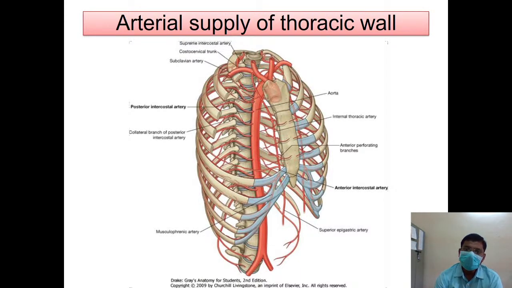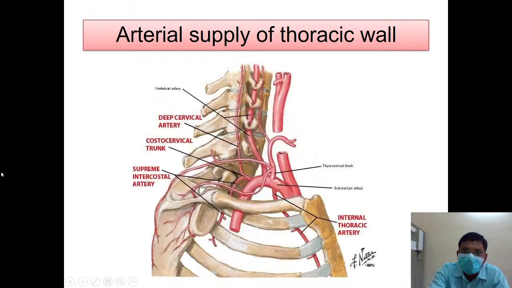This thoracic wall is supplied by various branches. The most important branches are the posterior intercostal artery and the anterior intercostal artery. You can see this one. This is the anterior intercostal artery which is coming here, and this is the posterior intercostal artery. How they form, I will show you. This is a very easy picture.